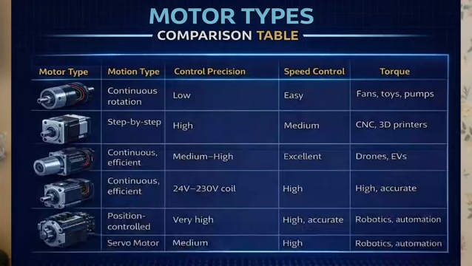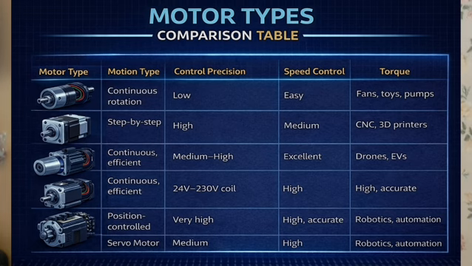So let's understand motor types and the comparison table. As we discussed, there are 4 different motor types. The DC motor is widely used; its motion type is continuous rotation. Control precision is low, speed control is easy, and it operates at a moderate torque level. Applications, as I said, are fans, toys, and pumps. These are the places where DC motors are being used.